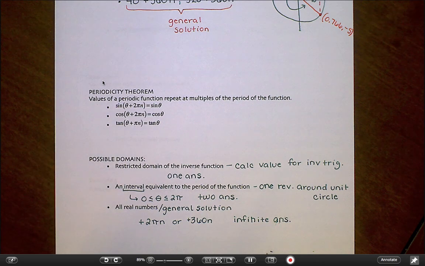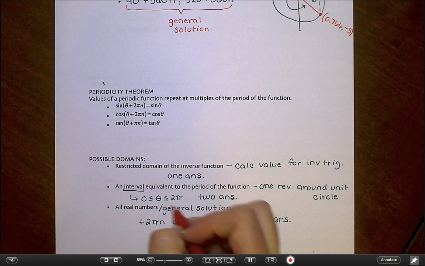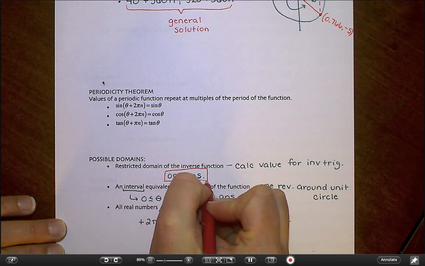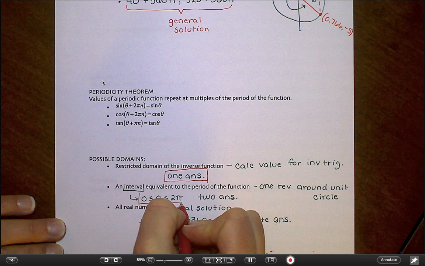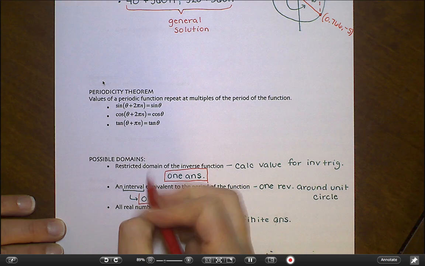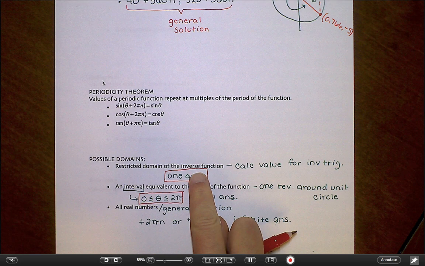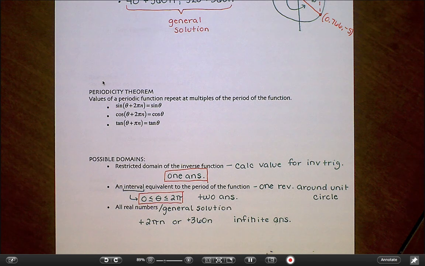So if I only ask you for a single answer, that's where you're just going to type it in from your calculator. If I ask you for this, which I will be honest with you, this is probably the most common thing you're going to see. You are going to type it into your calculator, get the one answer, and then figure out where on the circle the other answer comes from.